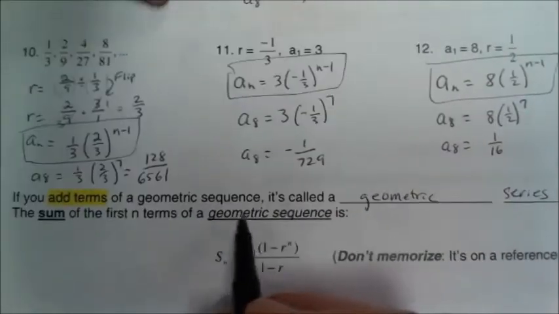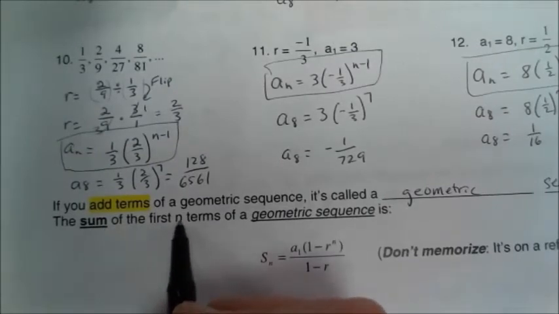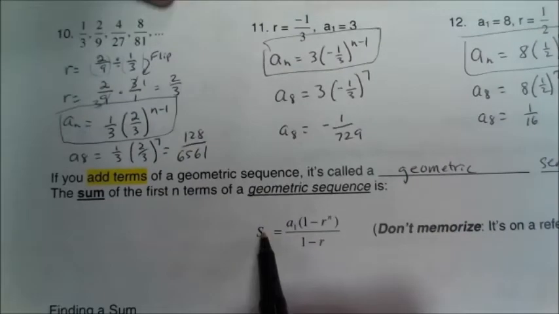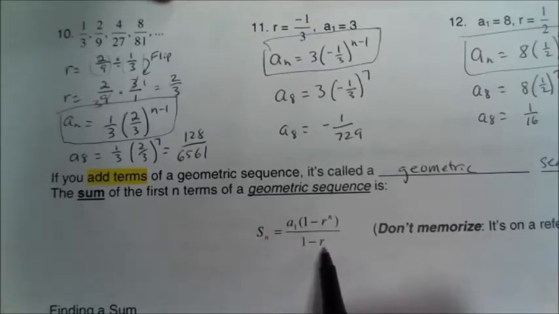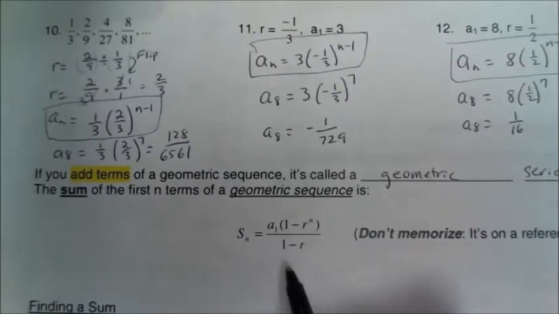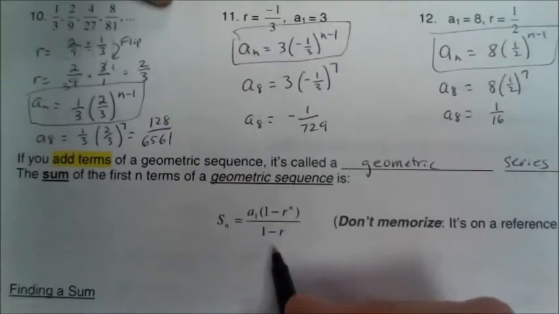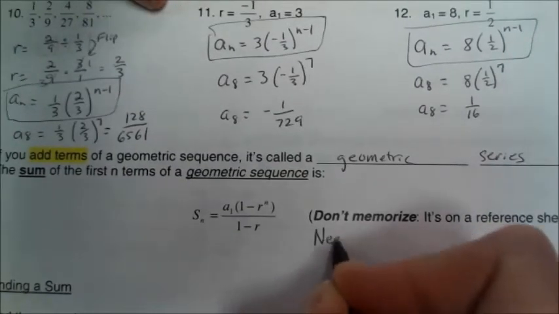So here's a formula for you. If you want to know what the sum is of the first n terms, like the first 9 terms or the first 20 terms or whatever that n is, you can use this formula instead of having to add up a whole bunch of numbers. Many times it's a lot faster to use this formula. You don't have to memorize this formula because I'll always give it to you on the reference sheet. But if you want to use this formula, you need 3 things.